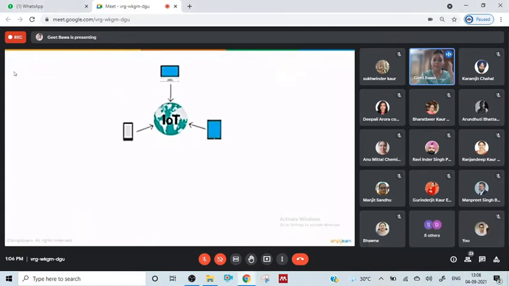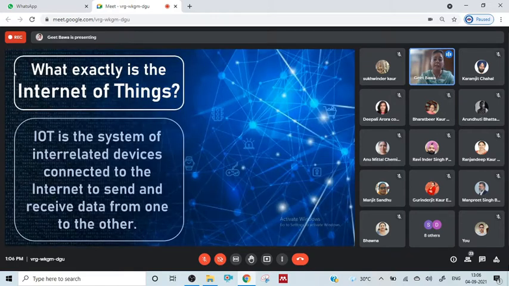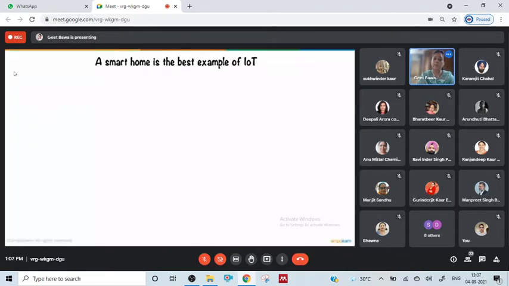Until recently, the devices like mobile phones, computers, laptops, tablets were connected to the internet. But now, various equipments, objects, and things around us could be connected to the internet and could even send and receive data to one another. So, IoT is shaping the way we live our lives. So, what exactly is Internet of Things? IoT is a system of interrelated devices connected to the internet to send and receive data from one to the other. Smart home is the best example of IoT.